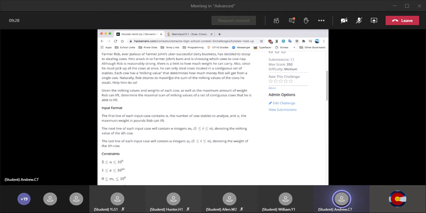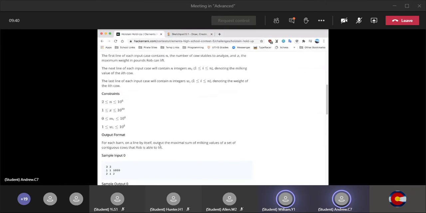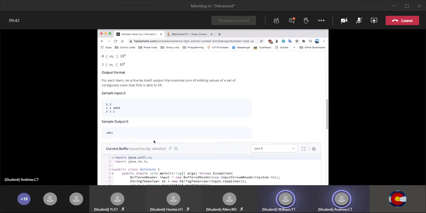Each cow has a milking value that determines how much money Rob will get from a single cow. So he wants to maximize the sum of these milking values. What we're trying to find is just the maximum sum of the milking values, and that's all we're going to return. So let's look at how the input-output is going to work.